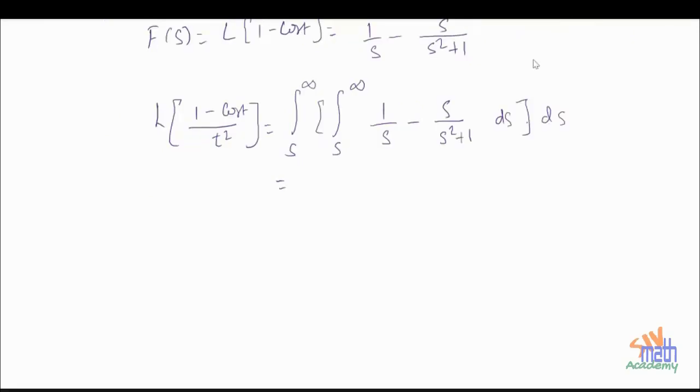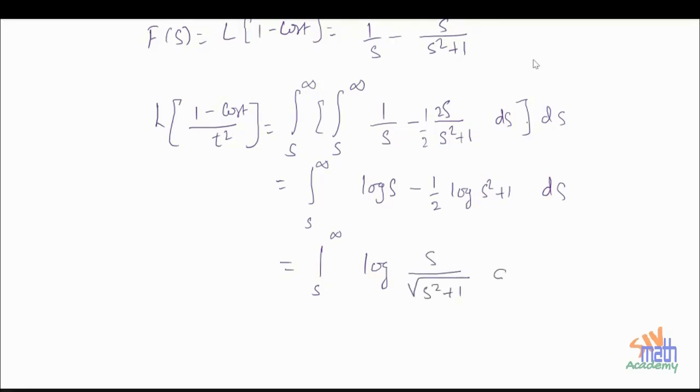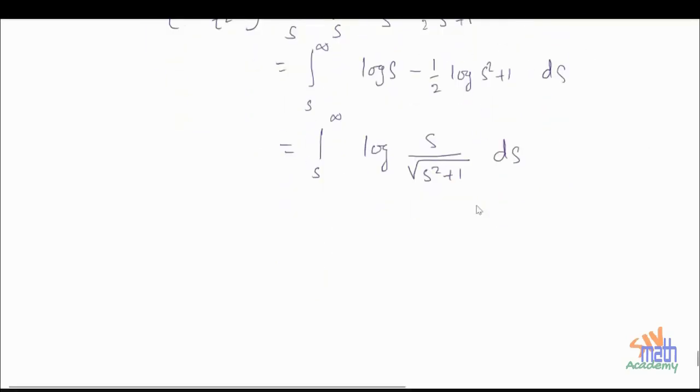Basically here you will have to integrate twice. Logarithmic terms will also come. This is nothing but integral s to infinity; this is of course log s, and this you can do as half, so minus half log of s square plus 1 you can write, correct? And this is integral s to infinity log s upon root s square plus 1 ds. One more integral is coming, and this integral you have to do by parts.